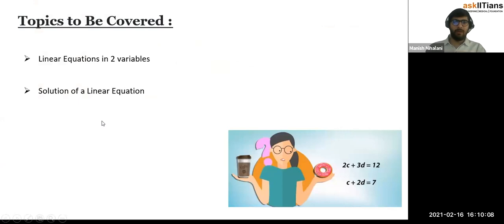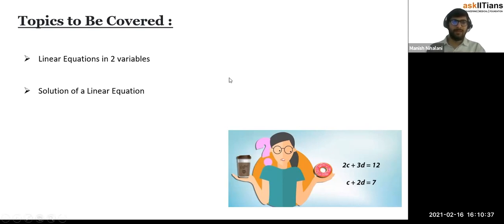So these are the topics which we are going to cover today in this lecture number 1 of linear equations in two variables. So let's see. We would be first defining what we mean by the chapter and how we are going to discuss it. Apart from that, we would be talking about the solution of a linear equation as well, right?